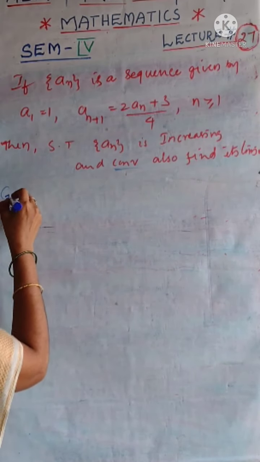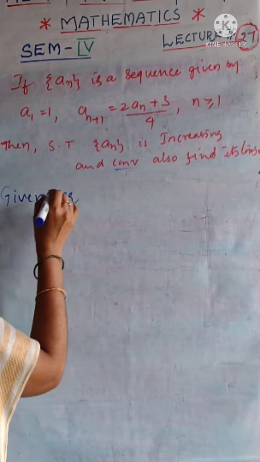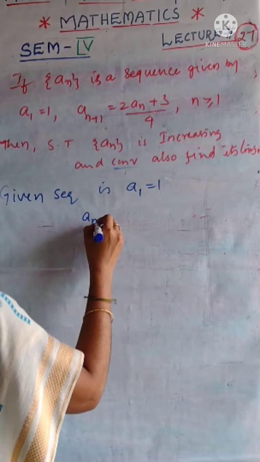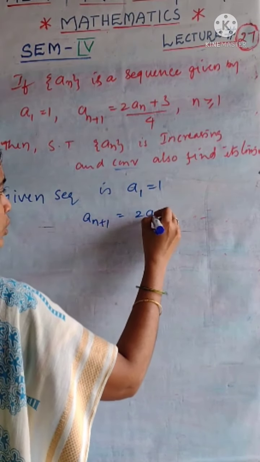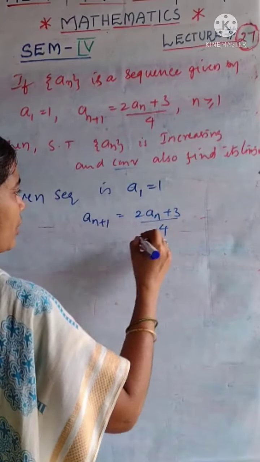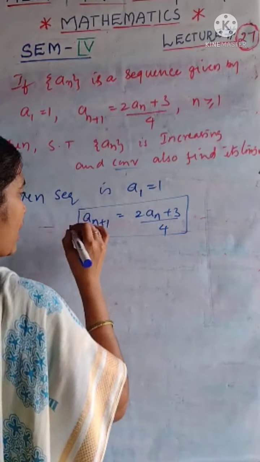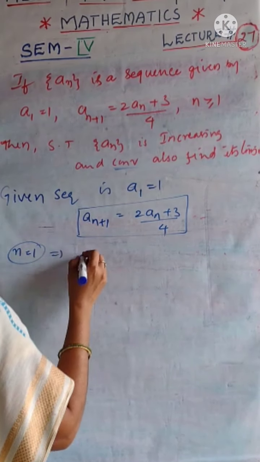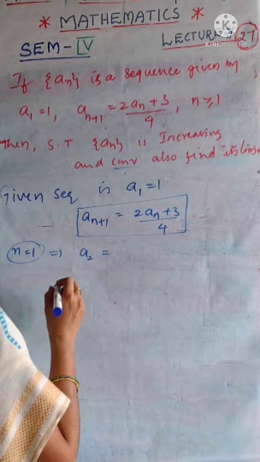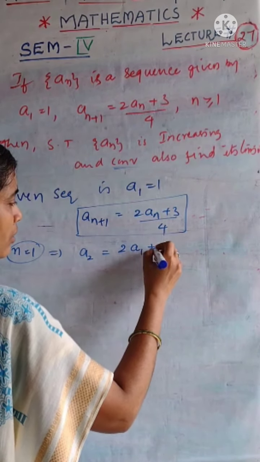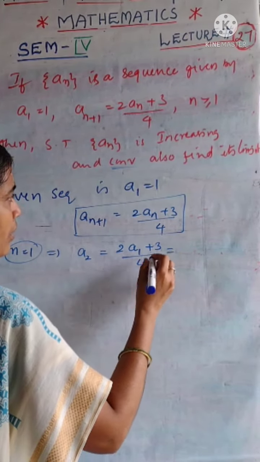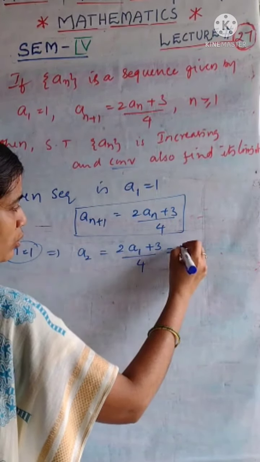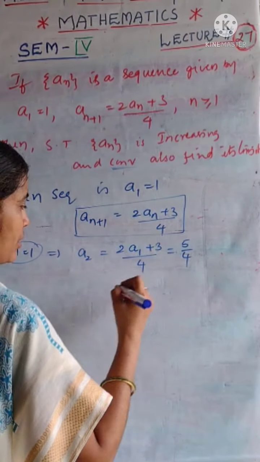Observe that the given sequence is a1 = 1 and a_{n+1} = (2a_n + 3)/4. From this we can obtain the remaining terms of the sequence. By putting n = 1, we get the second term of the sequence. What is this value? (2a1 + 3)/4. What is a1? The a1 value is given as 1. 2 into 1 is 2, 2 plus 3 is 5, so 5/4. This is the second term.